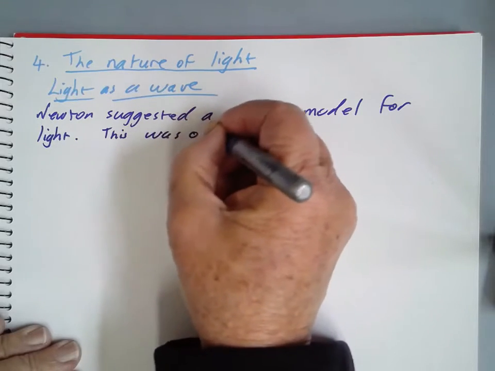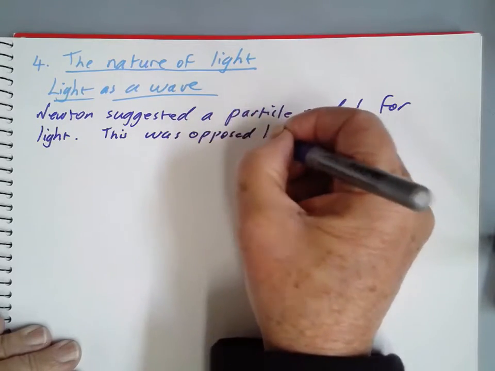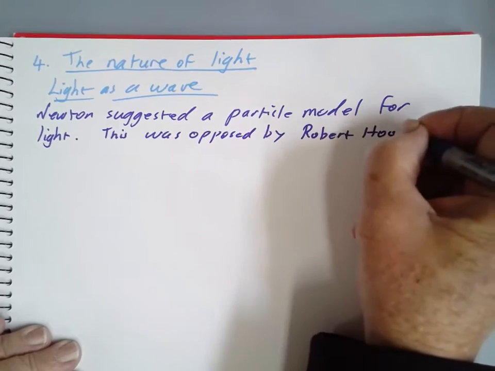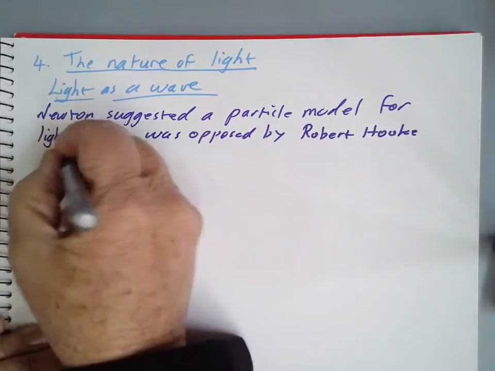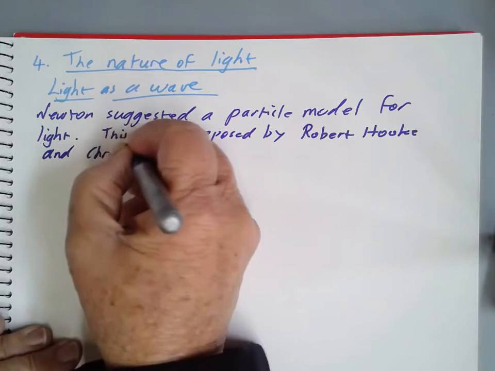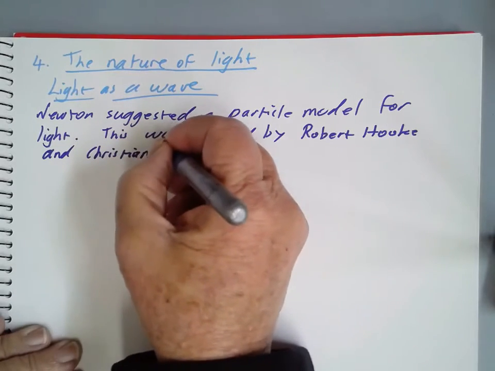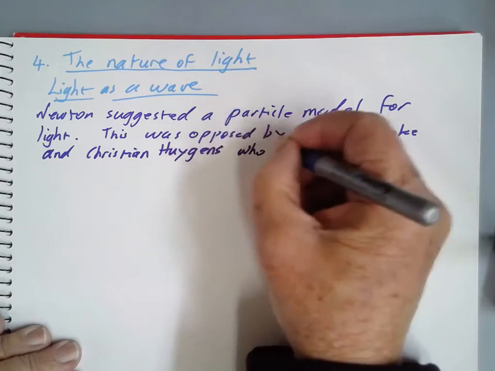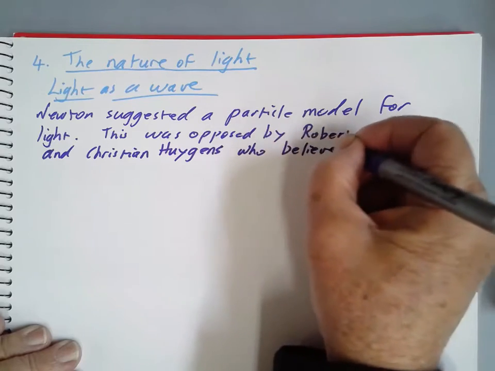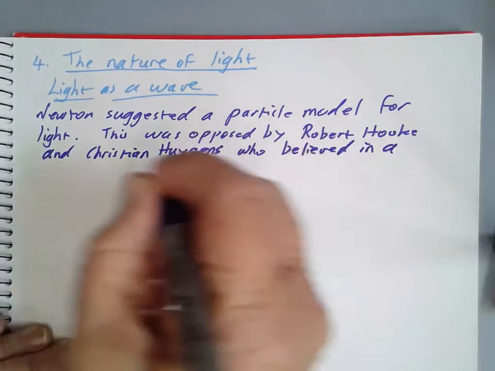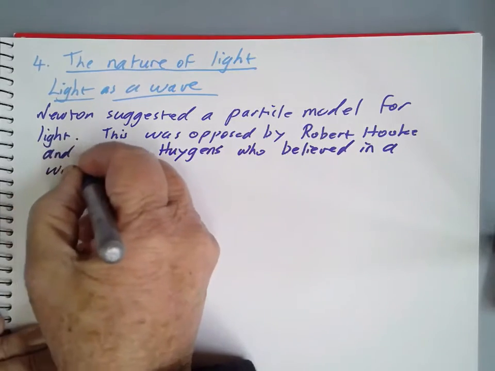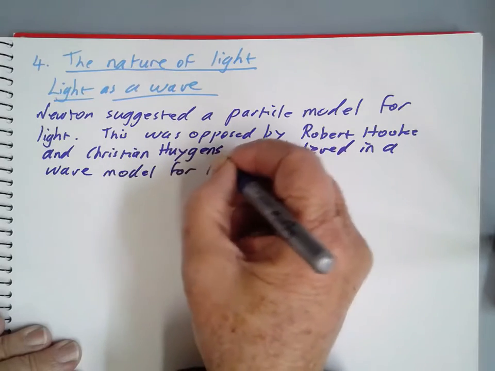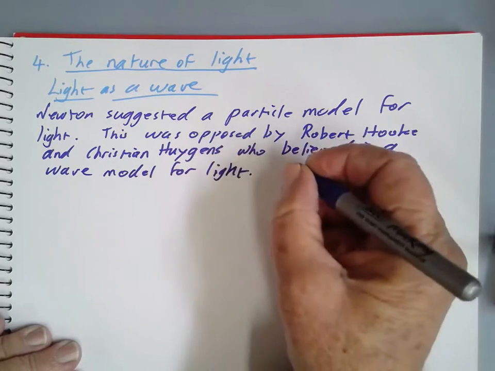This was opposed by Robert Hooke and Christian Huygens. And they believed in a wave model for light. Obviously neither is right.